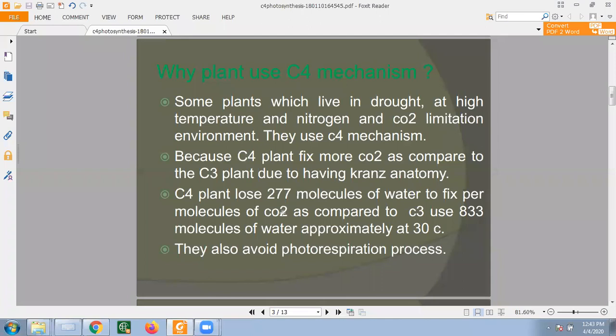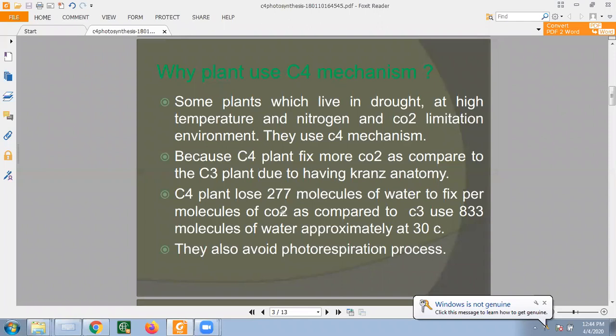C4 plants lose 277 molecules of water to fix one molecule of carbon dioxide, as compared to C3 plants, which use approximately 833 molecules of water at 30 degrees centigrade. They also avoid the photorespiration process. Photorespiration is another process that occurs in C3 plants, and C4 plants avoid it.